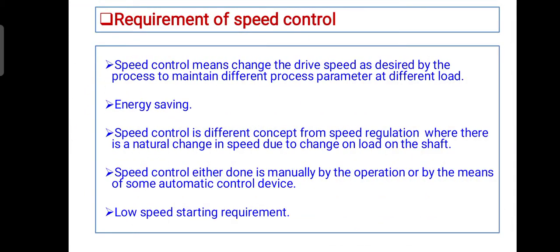Then, the requirement of speed control. Speed control means changing the drive speed as desired by the process, to maintain different process parameters at different loads, and to save energy. Speed control is a different concept from speed regulation, where there is an inherent change in speed due to a change in the load on the shaft. Speed control is done either manually by the operator or by means of some automatic control drives. Low speed starts. These all are needs for speed control of induction motor.